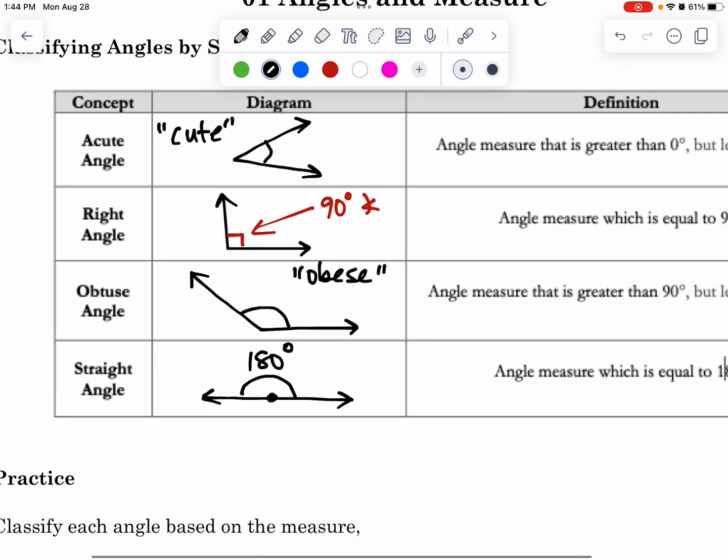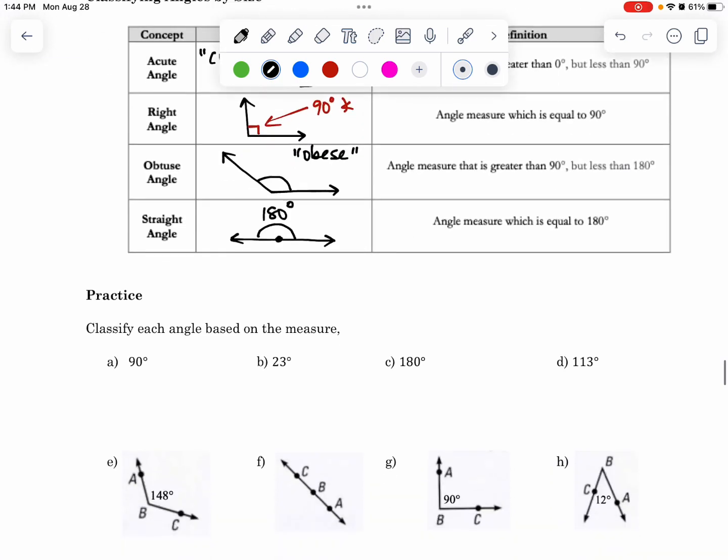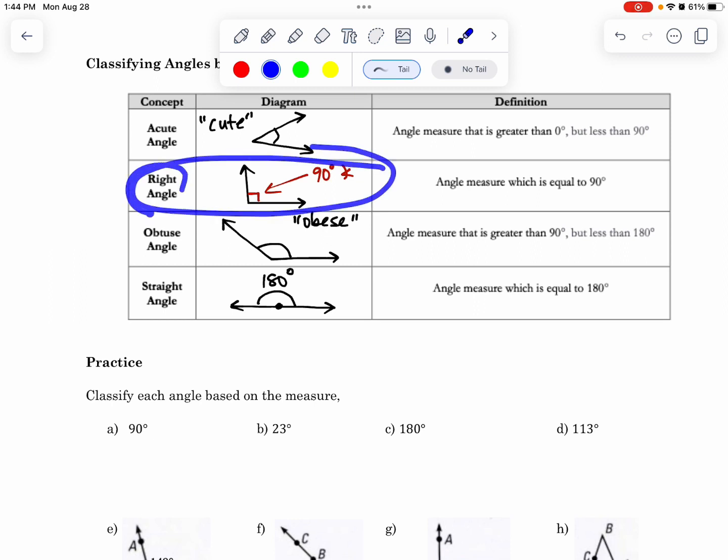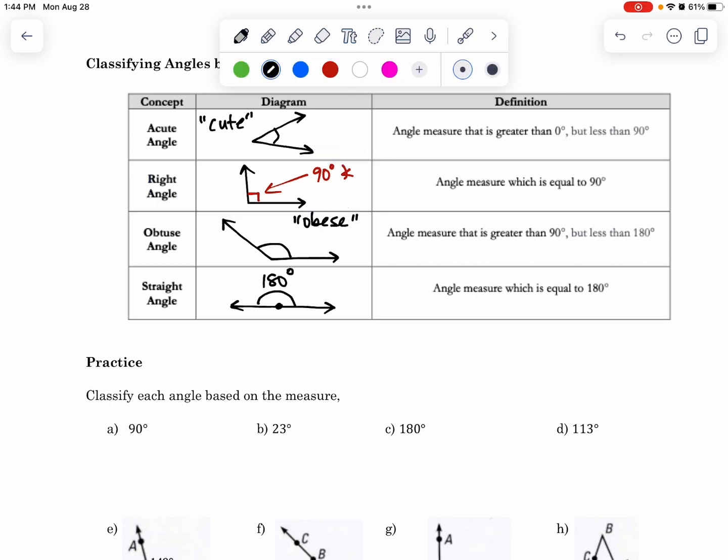Okay. So let's just classify a couple of these and then I'll move on. Okay, I'm seeing the word 90 degrees and I wrote the word 90 here, which means this is a right angle. Yay, nailed it. Letter B, 23 degrees. That is definitely less than 90 degrees. So smaller than 90, it is a cute little angle. So I'm going to write acute.